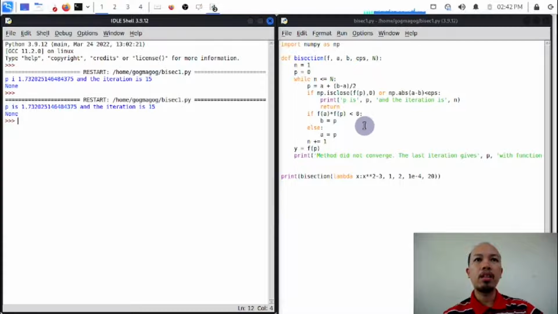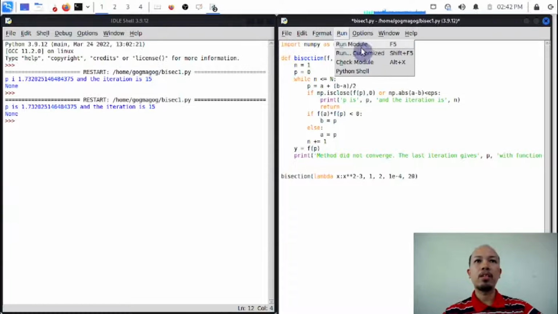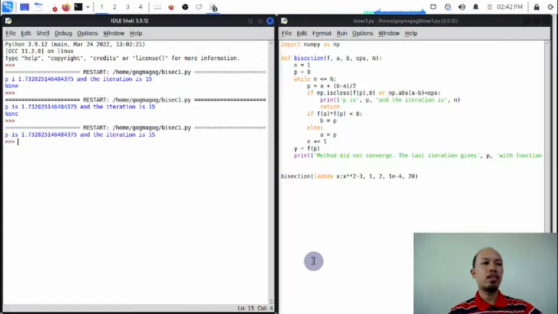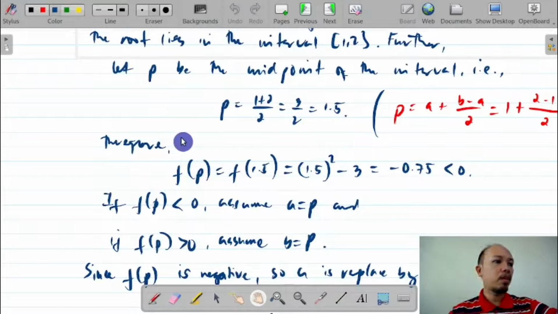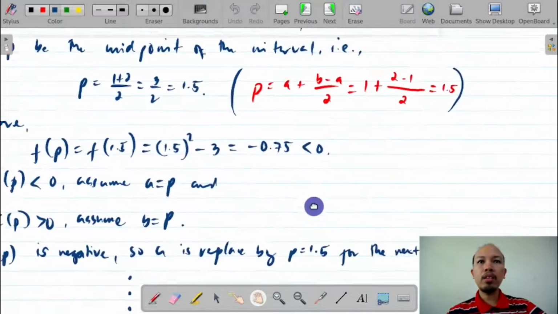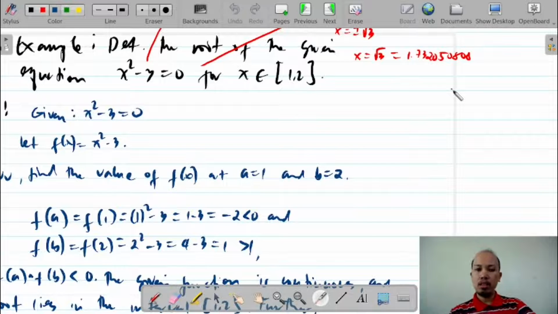Import numpy as np. Okay. There should be no, or shall I erase that one first? Okay, that one. Okay. So our answer, as you can see in the open board, is 1.7320508. Okay, so let me see my calculator.